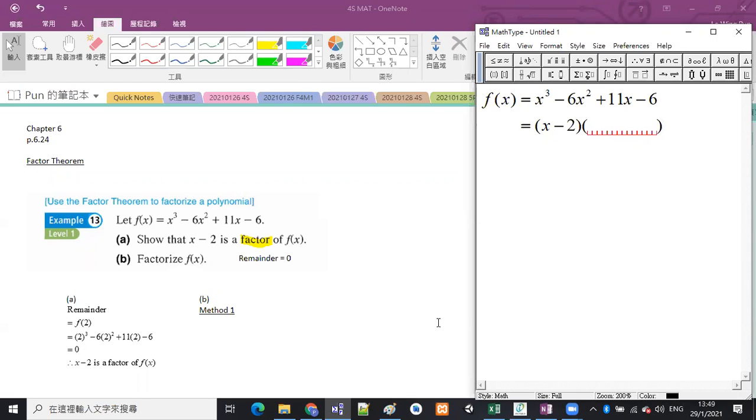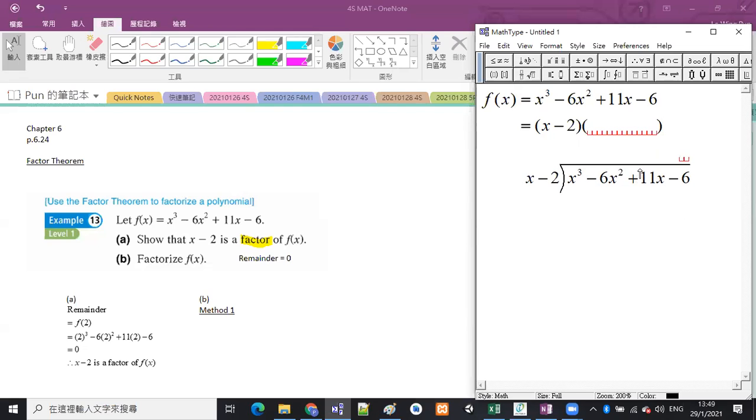Okay, you need to find the long bracket yourselves. The long bracket can be found by using long division. You just set up a long division here. Let's see if you remember how long division works: x cubed minus 6x squared plus 11x minus 6 is divided by x minus 2.